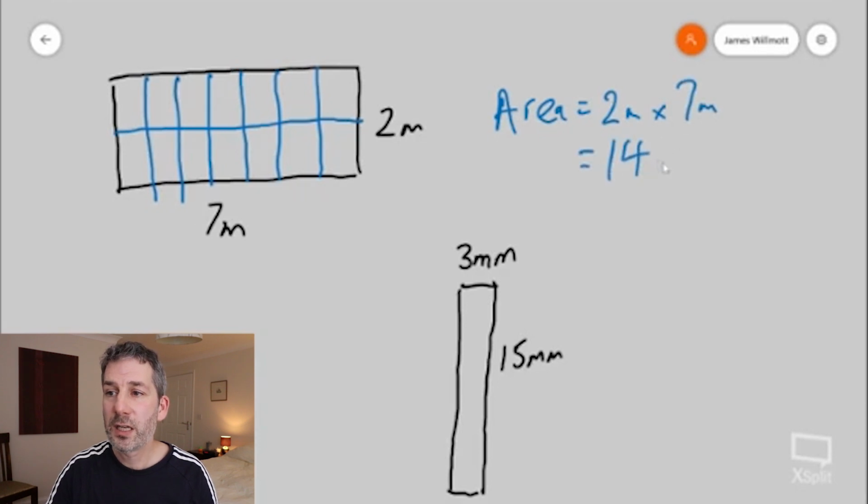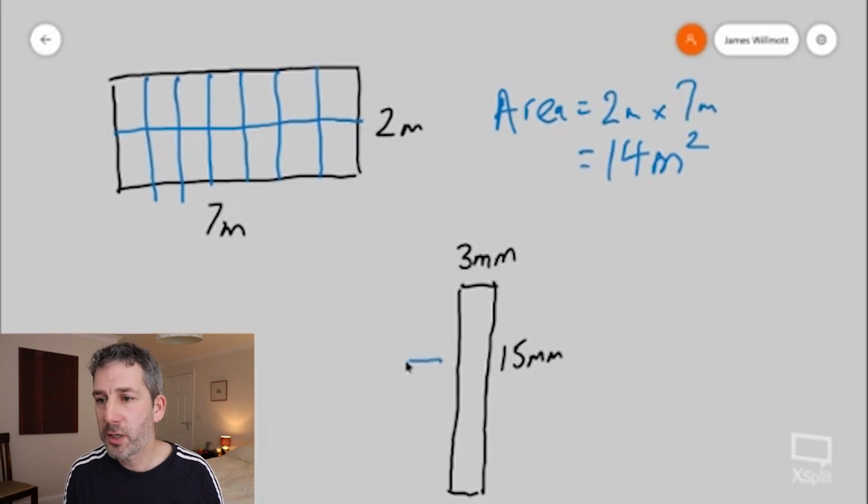That is 14. And 14 what? It is 14 square meters. All right, your teachers probably tell you off frequently that you have to put your units down, and they're quite right, you do have to.